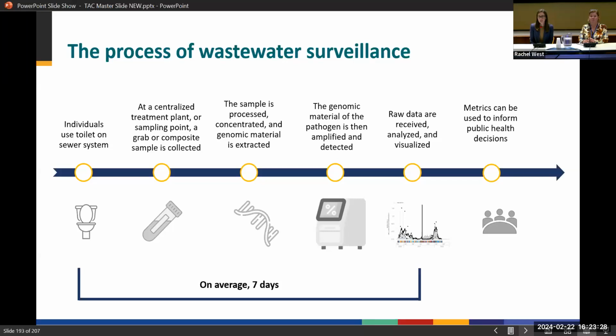Typically, that's genomic material, usually DNA or RNA, and then that can be amplified and detected. All of that gives us that raw data that we receive, analyze, and visualize. And all of this on average from the time that someone flushes their toilet to the time we have data in hand is about 7 days. So that goes to inform metrics about disease transmission in a community so that it can best inform public health decisions in a really timely way. Next slide, please.